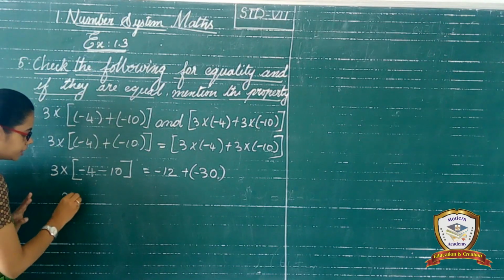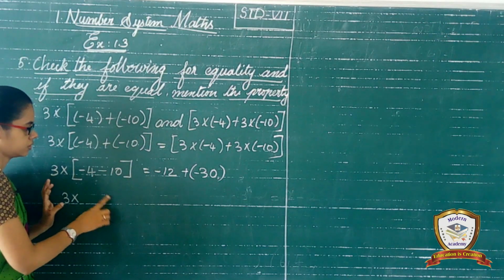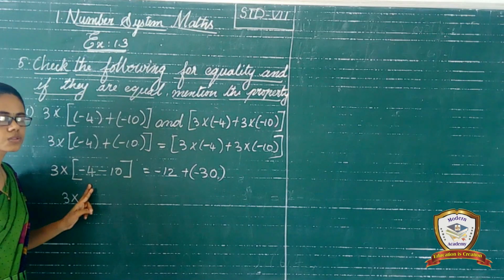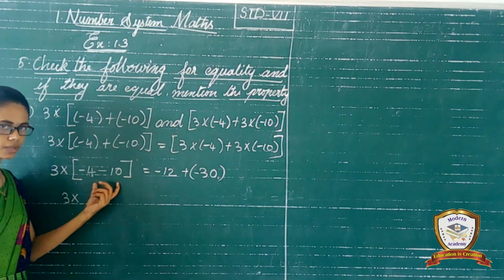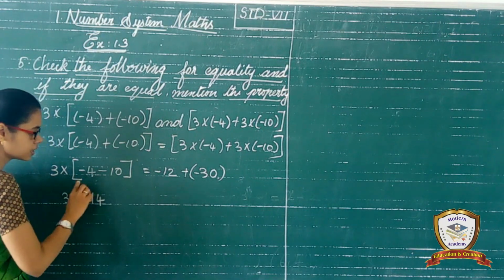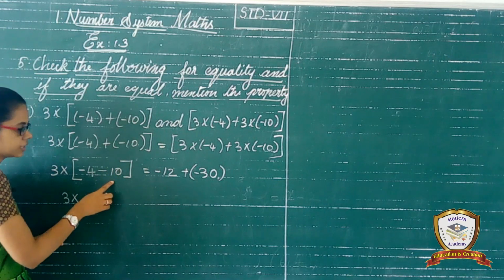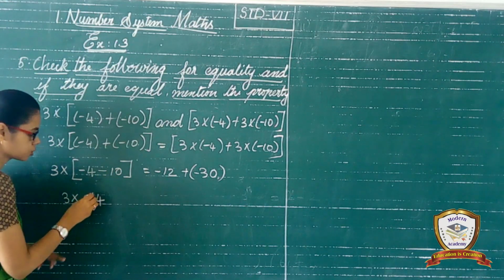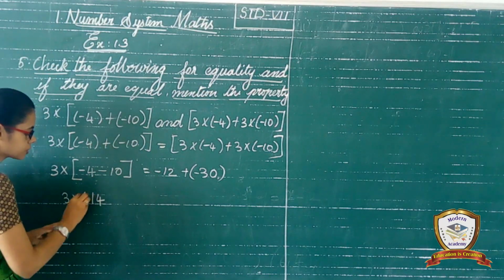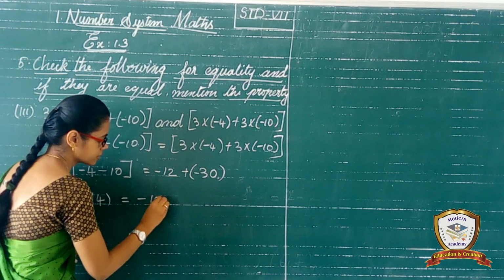So 3 multiple, inside the bracket we have to simplify. Okay, so see both are same sign. So same sign means we need to add the number. So 10 plus 4, what's the answer? 14 and mention the sign. Which one is the biggest number? So biggest number 10. The sign of 10 is minus. So you mention here minus. Okay, and we use the bracket, right? And equal to minus 12.